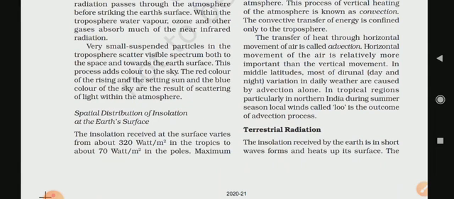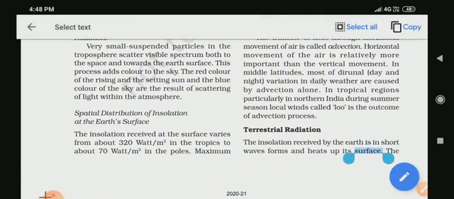Students, when the earth's surface is heated up by the insolation, which comes in the form of short waves from the sun, it becomes a radiating body. The earth's surface starts to radiate energy to the atmosphere in the form of long waves. This is called terrestrial radiation.